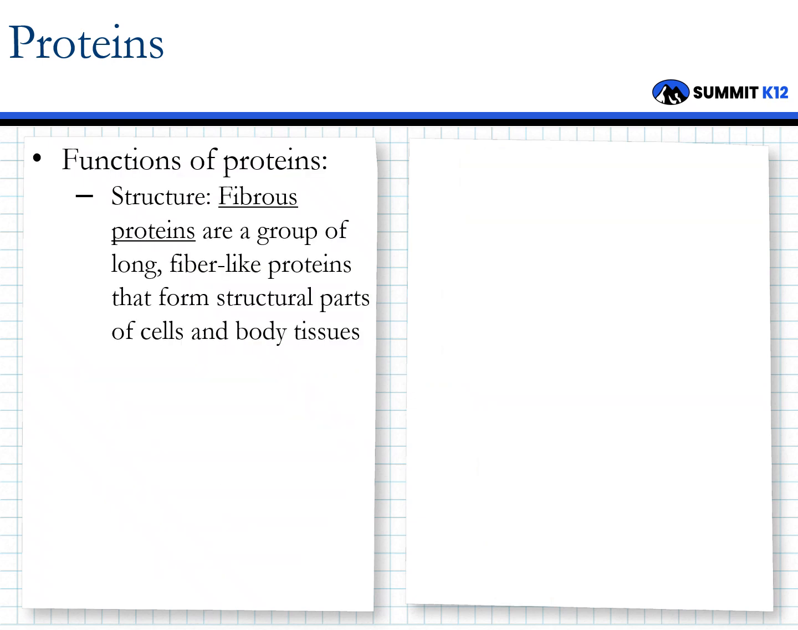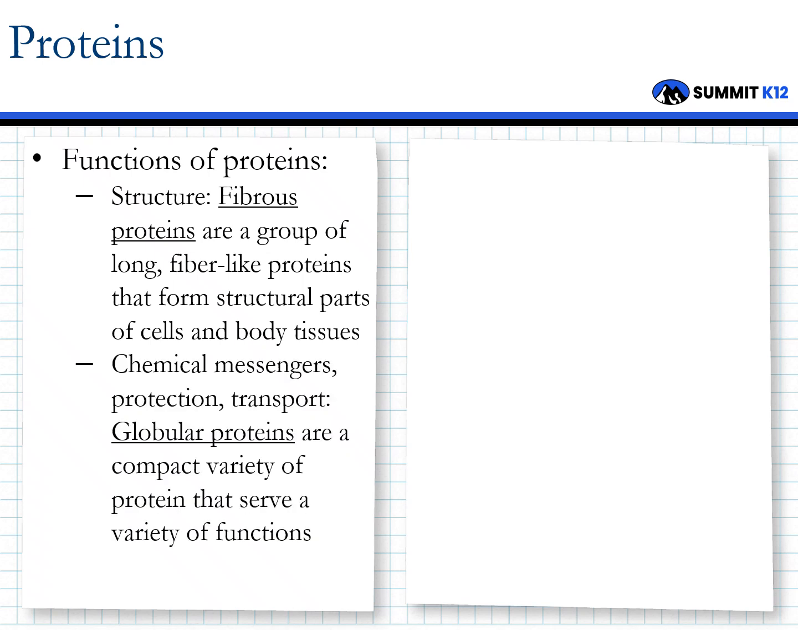So functions of proteins. We've got fibrous proteins, which are groups of long fiber-like proteins that form structural parts of cells and body tissues that hold us together. Then we've got chemical messengers like globular proteins that are comprised of different proteins and serve various functions. So we've got globular proteins in our mouth that produce our saliva. We can see them on our skin to produce our sweat. We can also see globular chief cells in our stomach to produce our hydrochloric acid to digest our food.